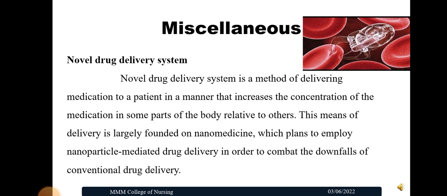There is a novel drug delivery system. Novel drug delivery system is a method of delivering medication to the patient in a manner that increases the concentration of the medication in some parts of the body relative to others. This means of delivery is largely founded on nanomedicine, which plans to employ nanoparticle-mediated drug delivery in order to combat the downfall of conventional drug delivery.